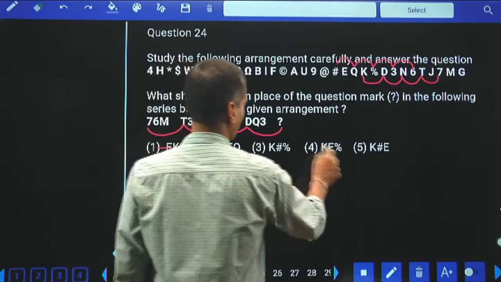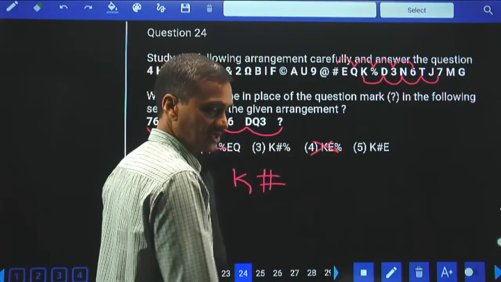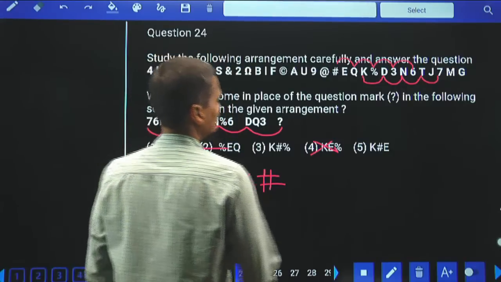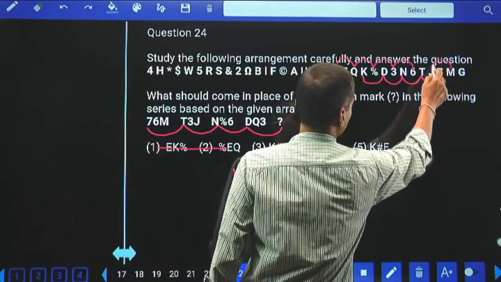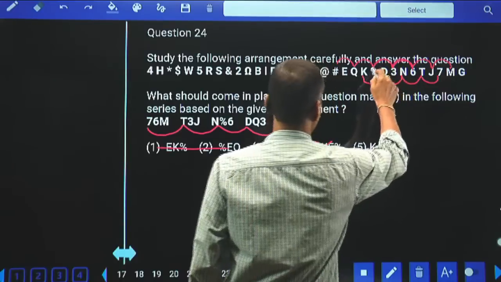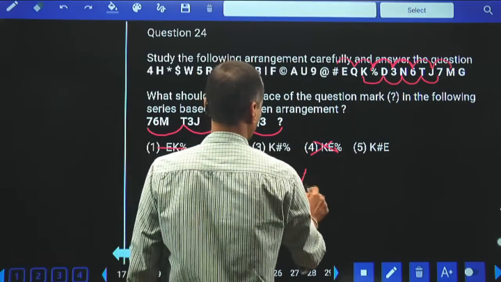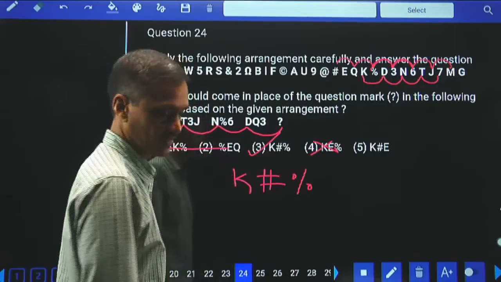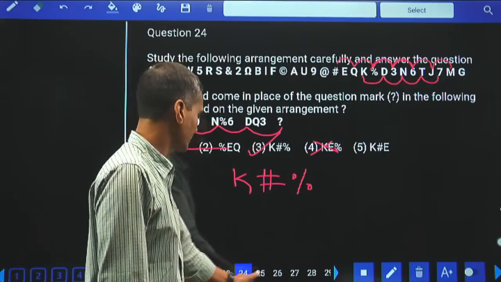Now 1, 2, 4 were ruled out. Now we were left with the 3 and 5. Now coming to the last one. mj63. m minus 2 is j, j minus 2 is 6, 6 minus 2 is 3, 3 minus 2 is percentage. Hence k hash percentage, and it is given in choice 3, question number 24. 24 choice 3. Then 25.